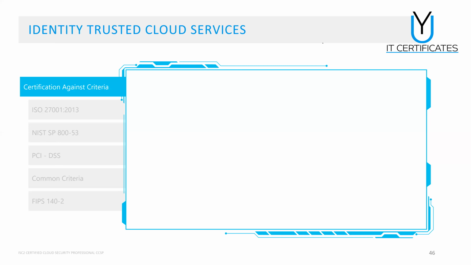But how can you make sure that this cloud service provider is implementing the requirements of the security controls properly, as mentioned, as best practice and all this stuff? Here we come to the point of the identity trusted cloud service. We need someone who is trusted to tell you that yes, he is doing this exercise properly. Who is able to do that? It will be the standard certifications.